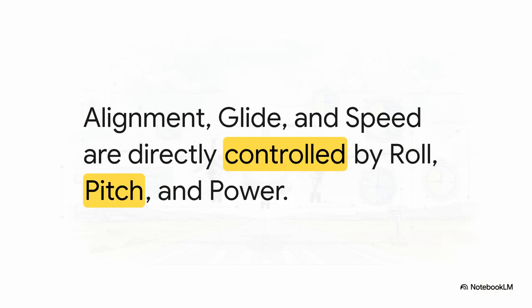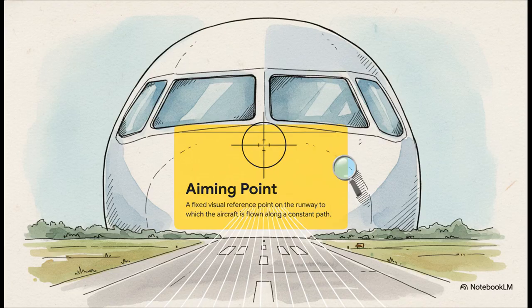All right, let's dive right in with a quick trick to help you memorize the core elements of literally any approach. Just think AGS via RPP. Your alignment, glide, and speed are directly controlled by your roll, pitch, and power. Alignment is mostly managed by roll, which isn't too tough unless you're battling strong crosswinds. But managing your glide and speed using pitch and power, well, that is where the true art of flying the Q400 really lies.